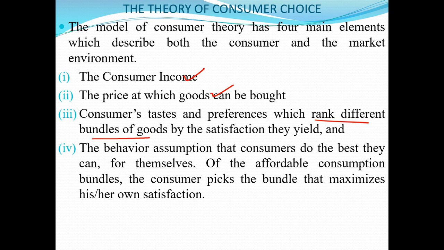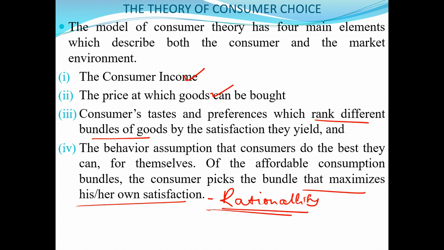Consumers pick the bundle that will maximize his or her utility. So a consumer is going to pick that bundle that is going to help him maximize his utility. In short, consumers are rational. So it's the concept of rationality that applies here. Since they're rational, they try to maximize their utility. So for them to do that, they'll pick that particular bundle that is going to help them maximize their utility. So these are the elements of a basic model of consumer theory.